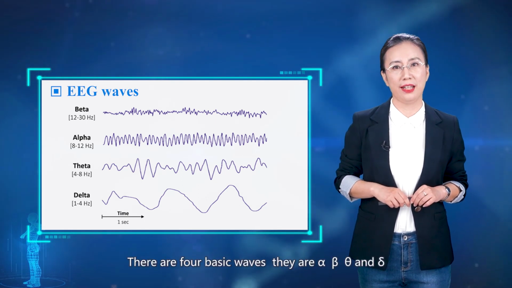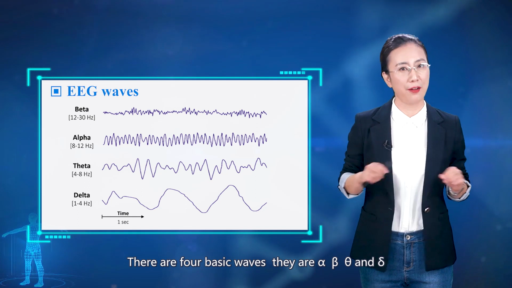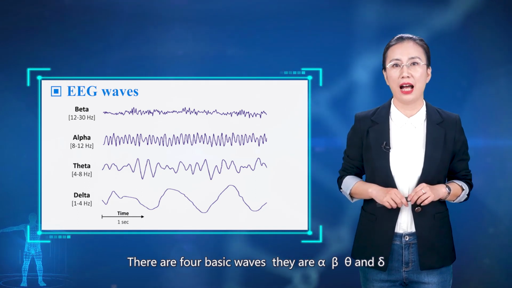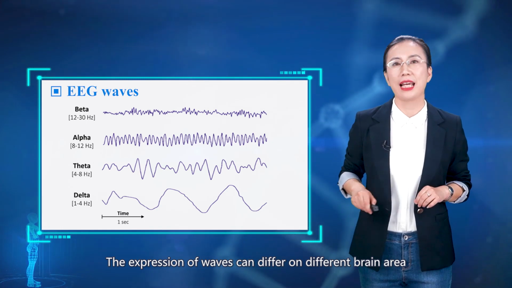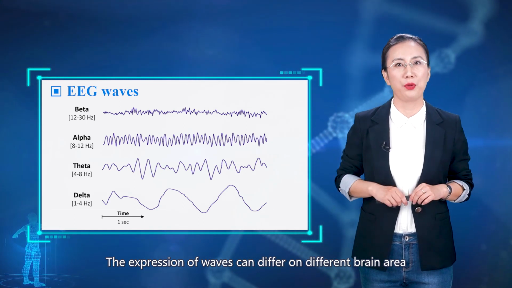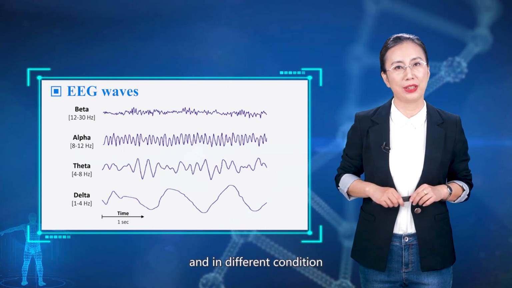There are 4 basic waves. They are alpha, beta, theta, and delta. The expression of waves can differ in different brain areas and in different conditions.